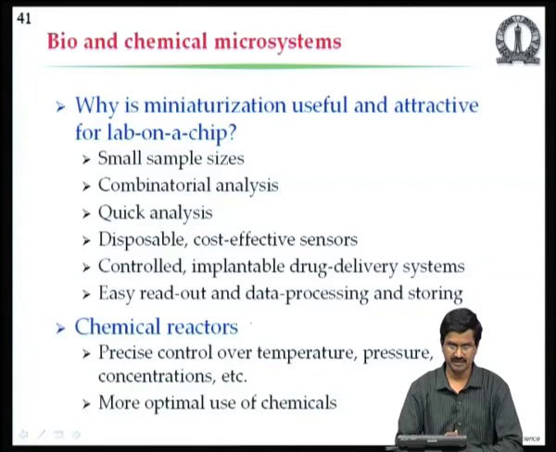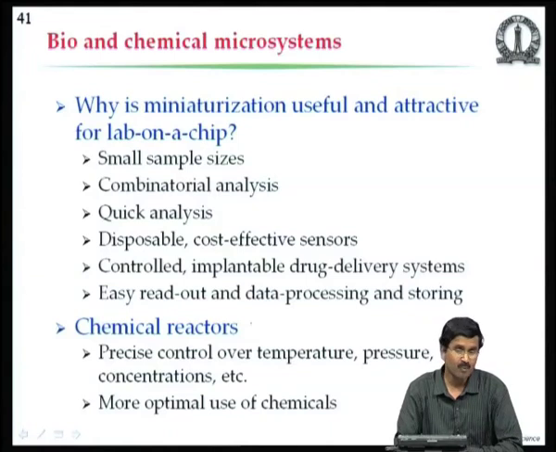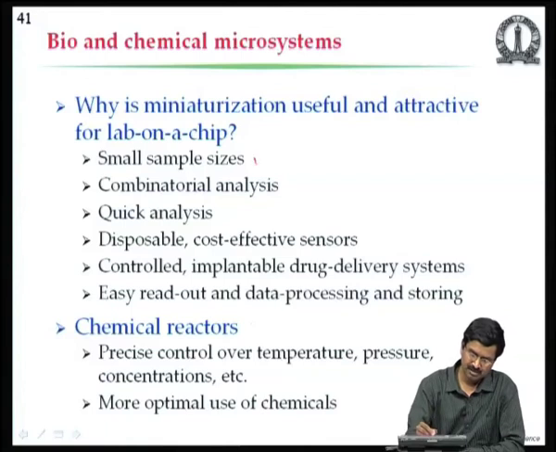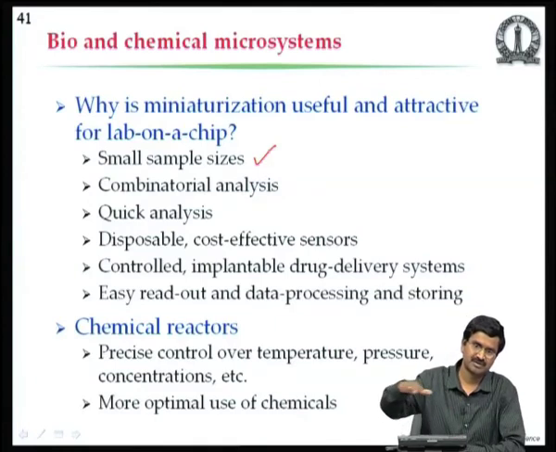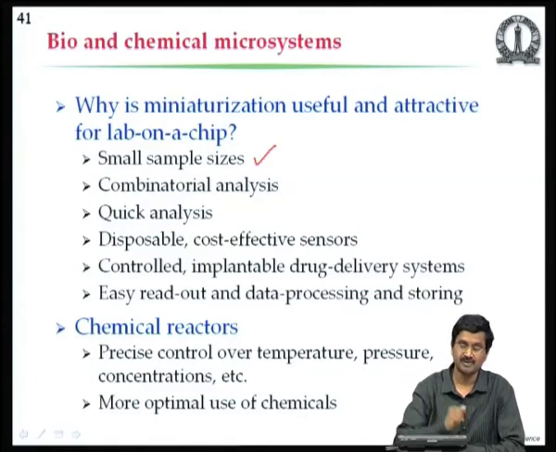Now, let us look at the biological and chemical microsystems. Why is miniaturization necessary there? One, when it comes to biochemical analysis, is that you can get away with small sample sizes. So, you can do combinatorial analysis, that if you want to see one drug and want to test it on a number of combinations of drugs, you can do that.